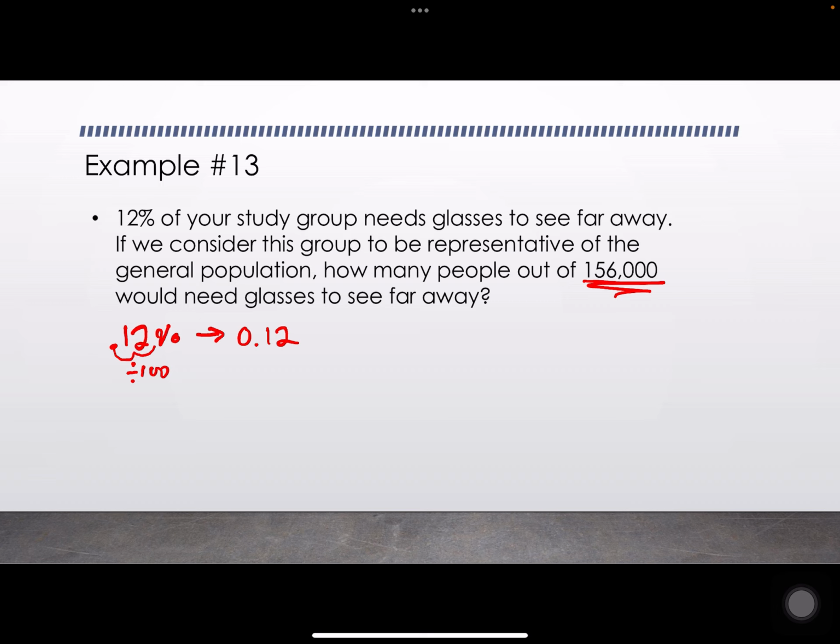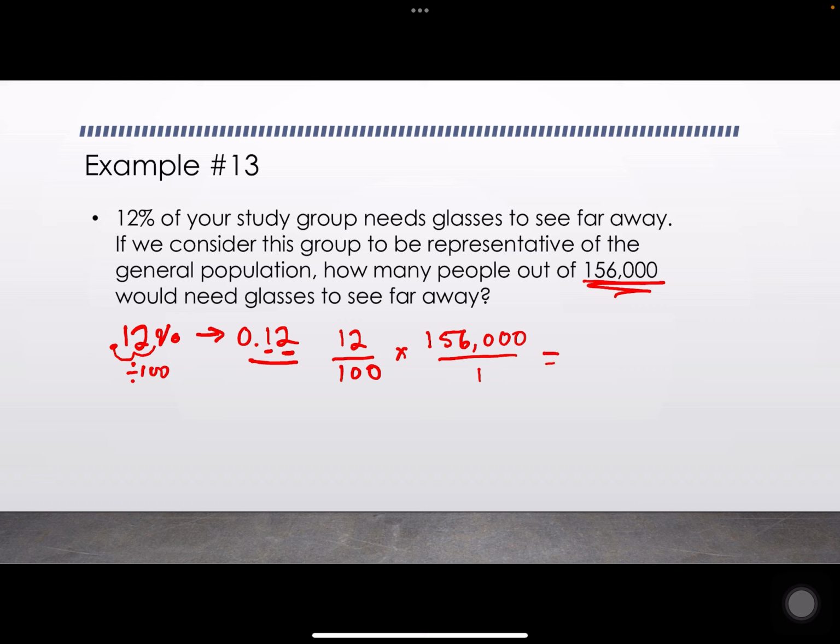But I'm going to go ahead and do the extra step of converting to a fraction first, just for some extra practice. So to convert 0.12 to a fraction, we know that this means the same thing as 12 hundredths, because this is the hundredths place. So 12 hundredths would be the fraction here. Now we can multiply that by our population of 156,000, which would be the same thing as 156,000 over 1 if you want to multiply straight across.